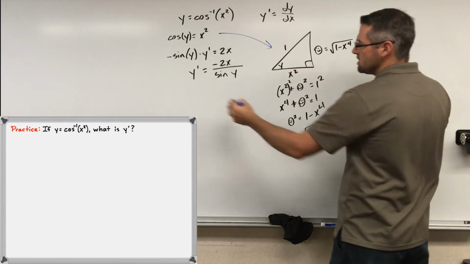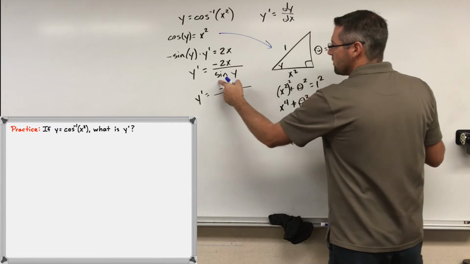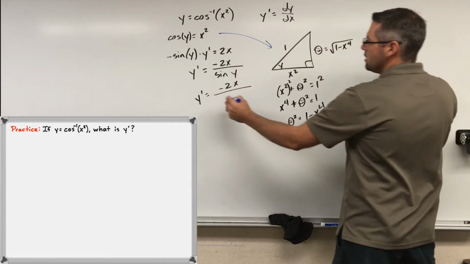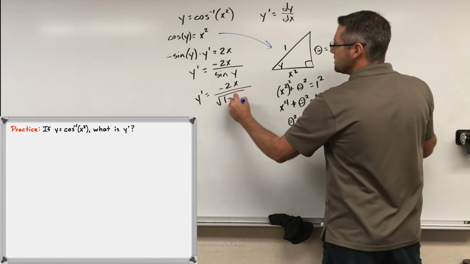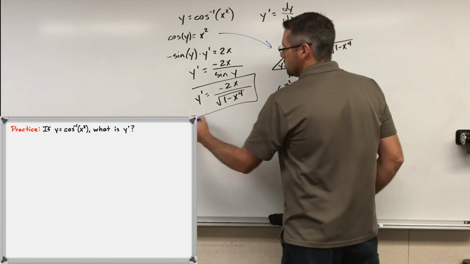And then we can figure out what sine is. We got y prime equals negative 2x over the sine of y. Well, sine of y is opposite over hypotenuse. So that would just be radical 1 minus x to the fourth. And that is our derivative.